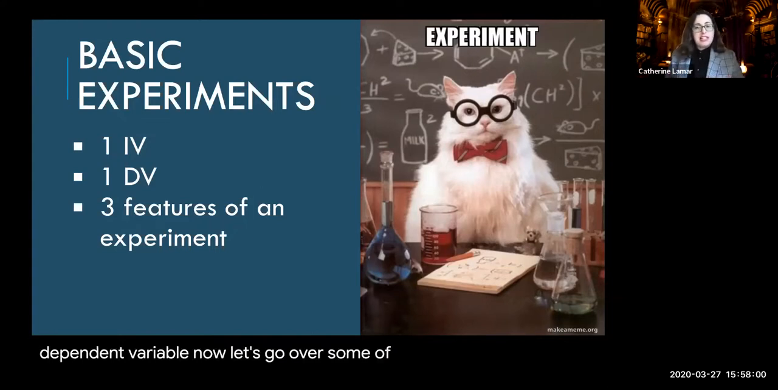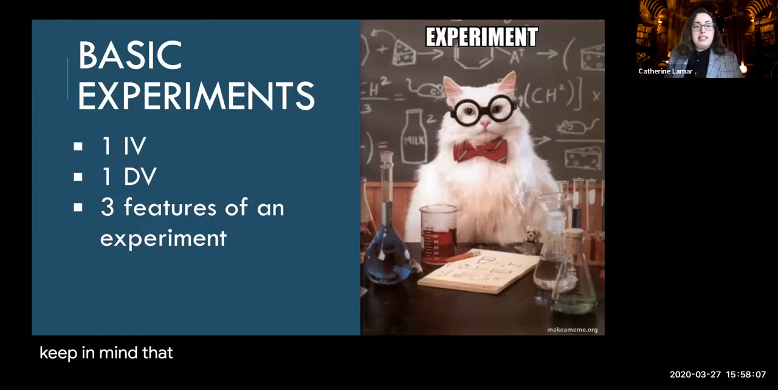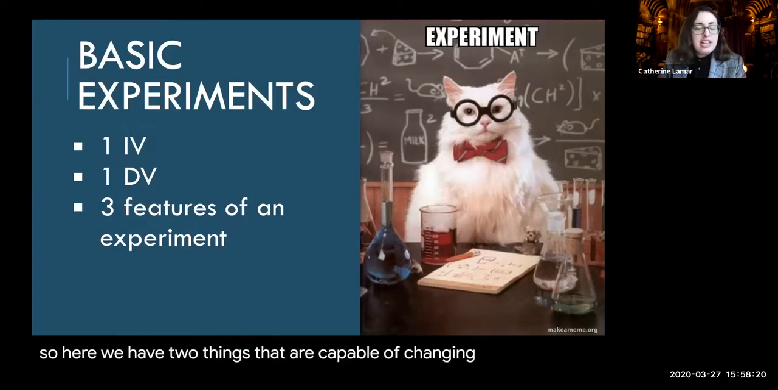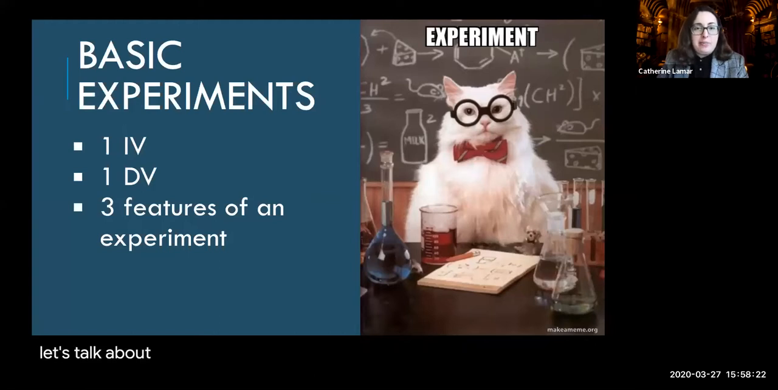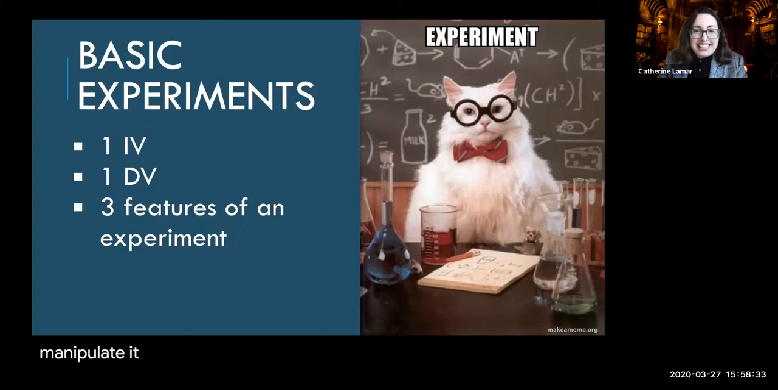Now let's go over some of the basics here and build from what we've been talking about in the class previously. Keep in mind that in a basic experiment, we have two variables, and a variable is any event, behavior, situation, or characteristic that varies or changes. So here we have two things that are capable of changing, and let's talk about the independent variable first. Researchers always do what with an independent variable? Do they measure it or do they manipulate it? They manipulate it. And so an independent variable is always manipulated.